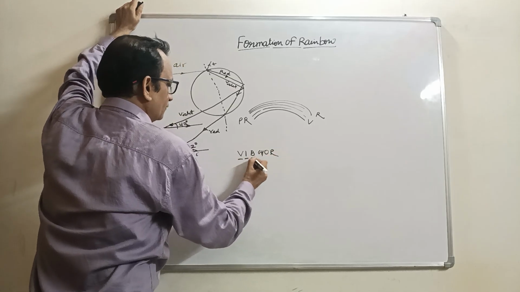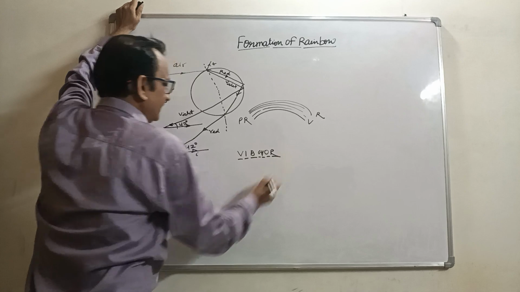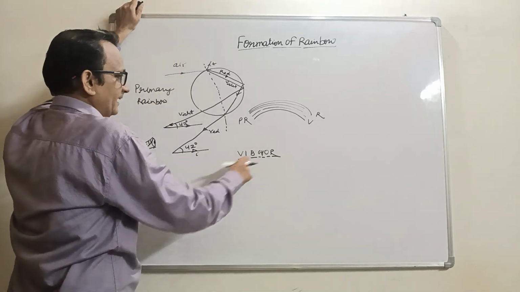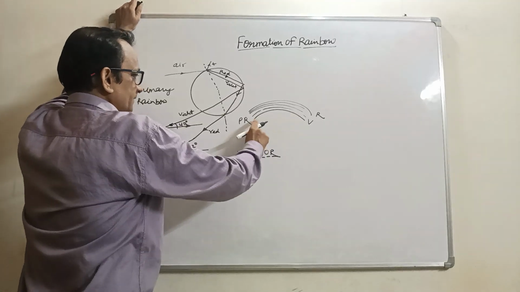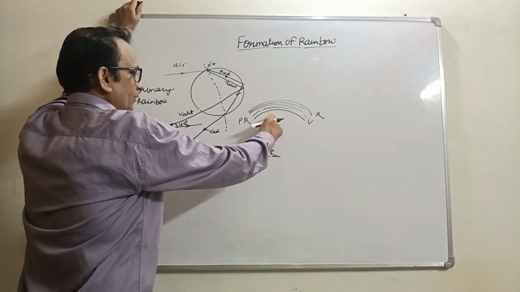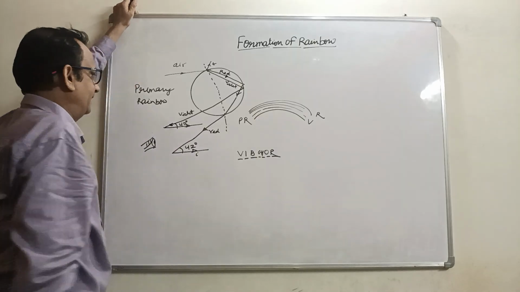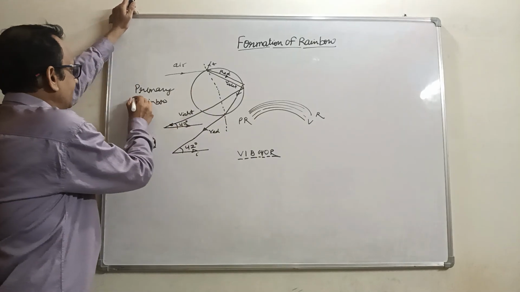This is violet. This is indigo. This is blue, green, yellow, orange, red. This is the color pattern, violet to red. So in a primary rainbow, the violet color is on the lower side and the red color is on the upper side. This is for the primary rainbow.